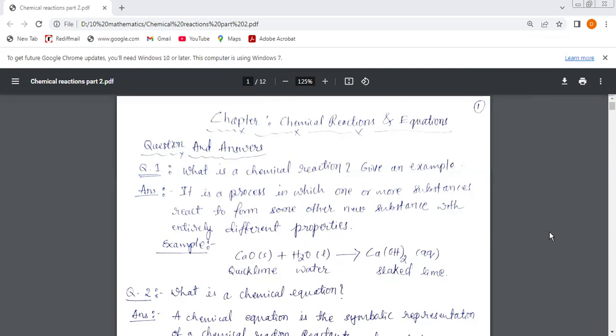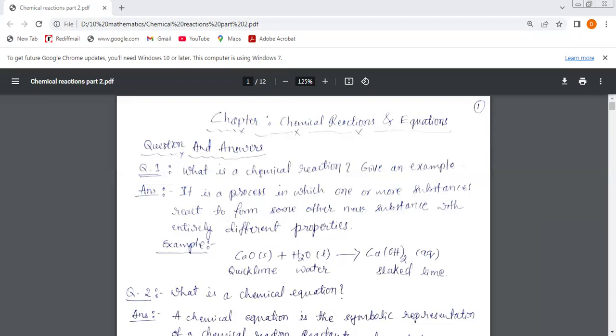Welcome back to this chapter of Chemical Reactions and Equations of the 10th standard, CBSE or ICSE or state syllabus. In the last session, I discussed the questions and answers of this chapter, chemical reactions. Just let me revise what I have done in the last session.